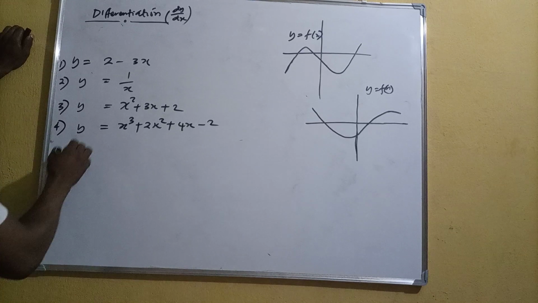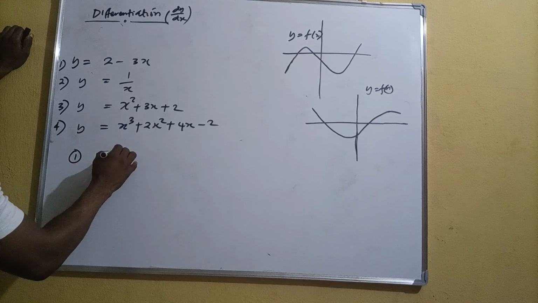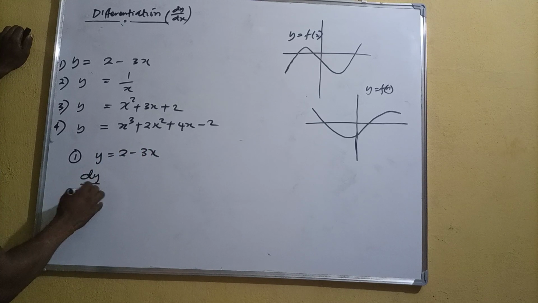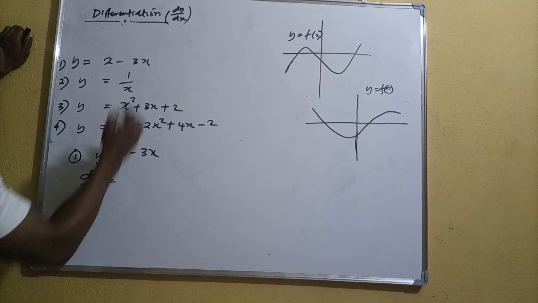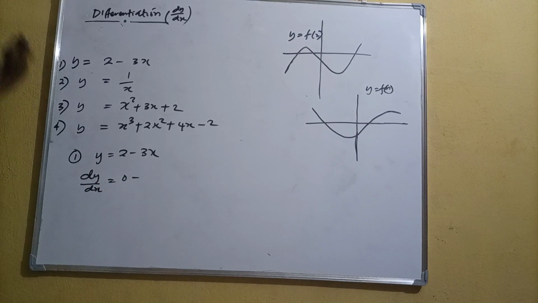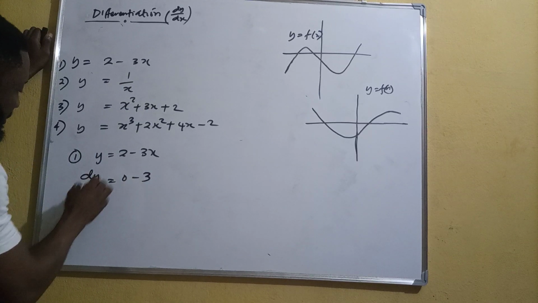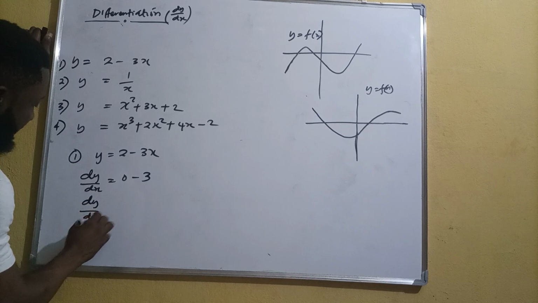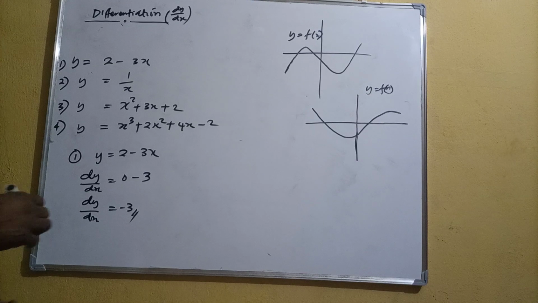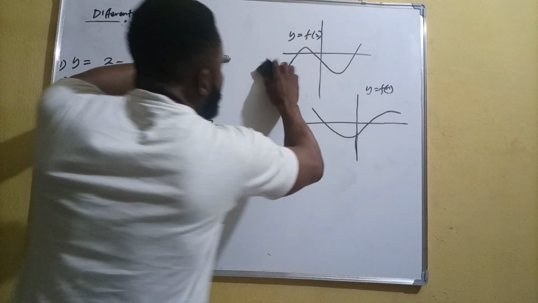I'll start with the first one, which is a linear function, question number 1, y equal to 2 minus 3x. If you differentiate a constant, I told you it is going to be 0. This is a constant, so that will give us 0 minus, if we differentiate minus 3x, from what I explained there, we're going to have minus 3. So dy/dx is going to be minus 3. That's for the first one. So we move to the second question.